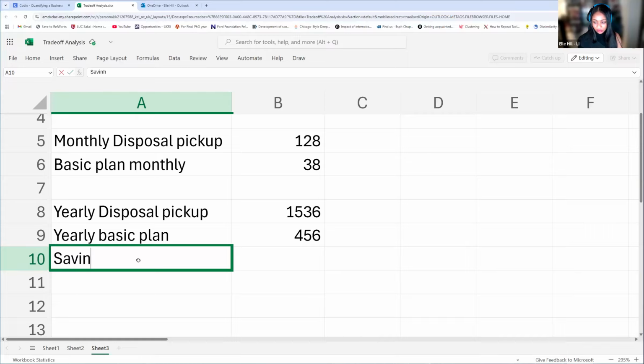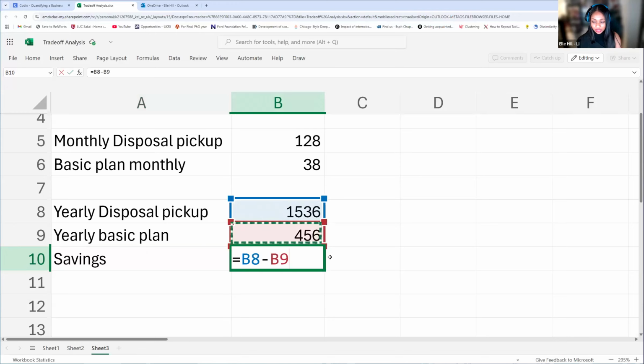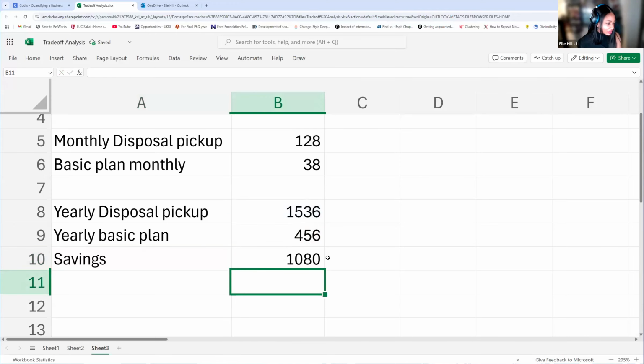And I think some of you mentioned the error last time was here, because I don't remember this 456. So if we take our yearly disposal pickup, which will be 1,536 minus this yearly basic plan, this is going to be our savings. So this is going to be our main difference. Amazing. I see in live chat.